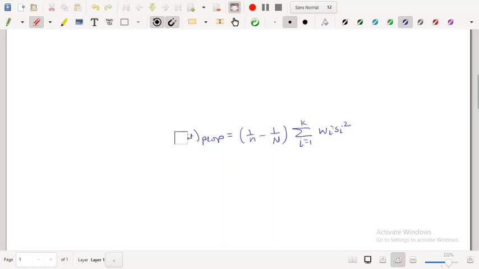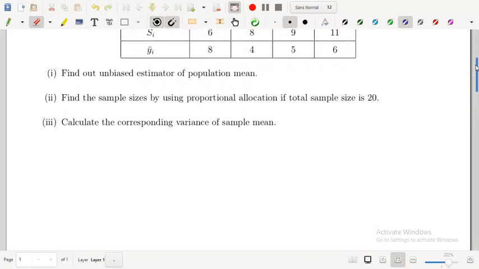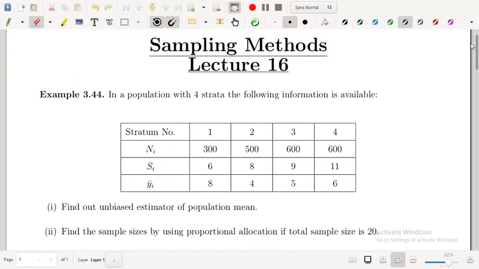Now we are going to see one example based on proportional allocation. Look at this example, read this example. In a population with 4 strata, means number of strata k is 4, the following information is available. So this is the stratum number. Stratum means actually strata. So 1, 2, 3, 4.